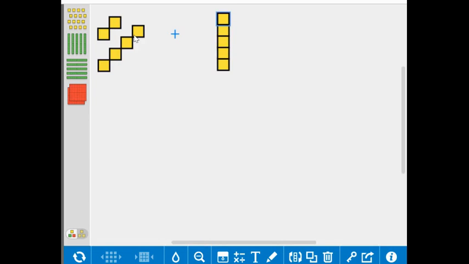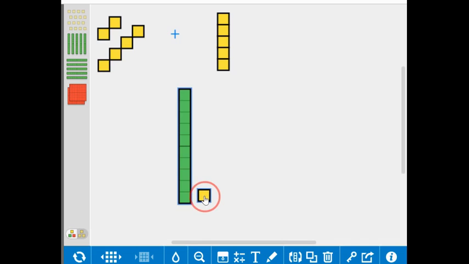If I have 6/100ths plus 5/100ths, well, 6 plus 5 makes 11. So my answer is going to be 1/10 and 1/100th, making it 11/100ths.